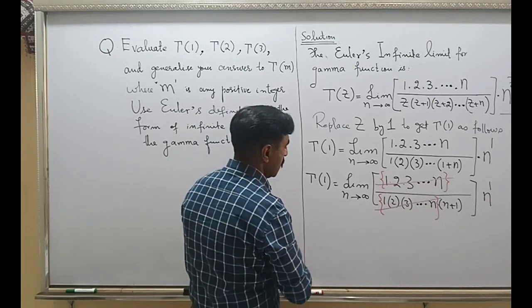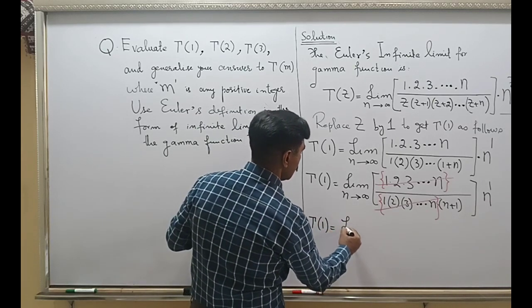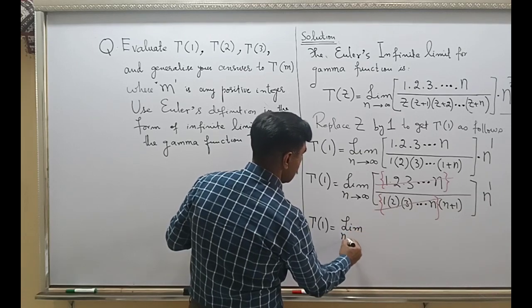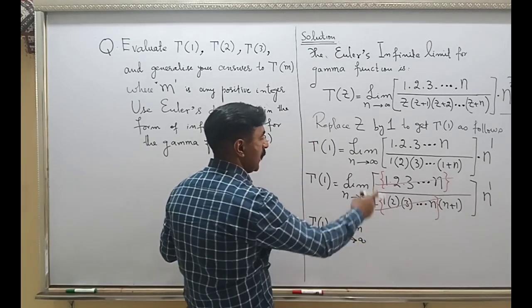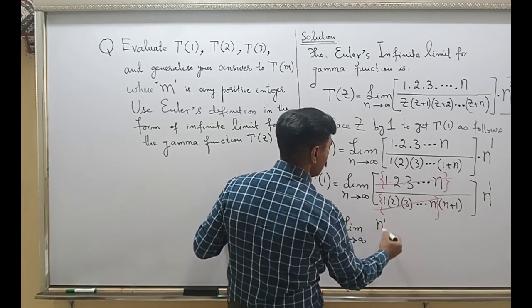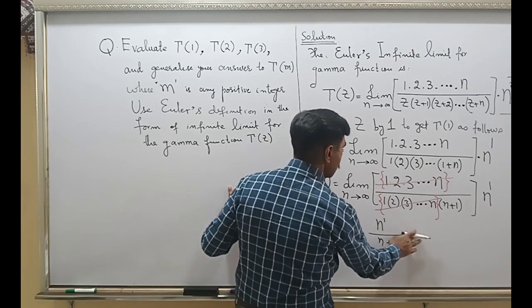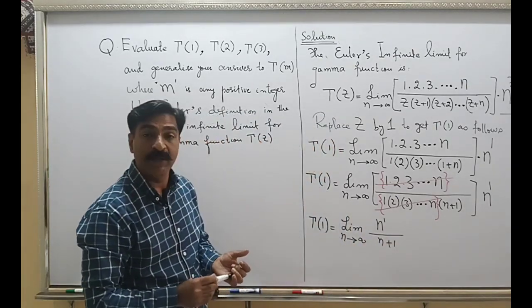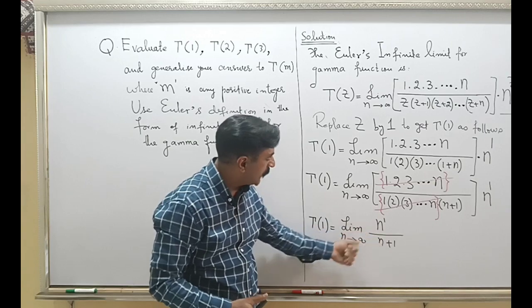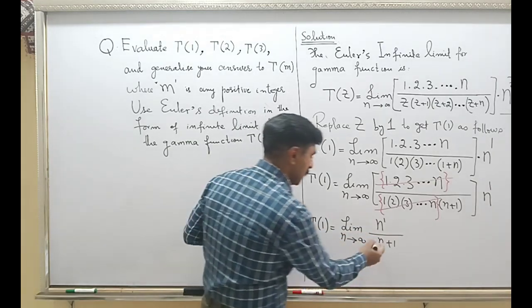You are left with gamma 1 equal to limit n approaches infinity, and in the numerator you have only n to the power 1, and in the denominator you have n plus 1. Now you need to evaluate this limit, and for evaluation you can take n out from this part in the denominator.